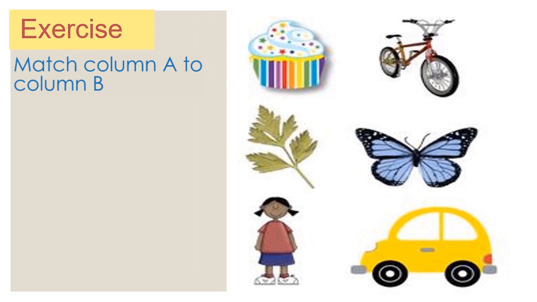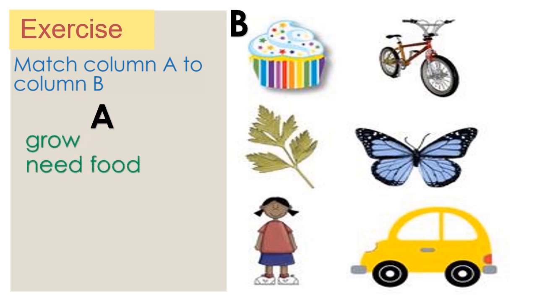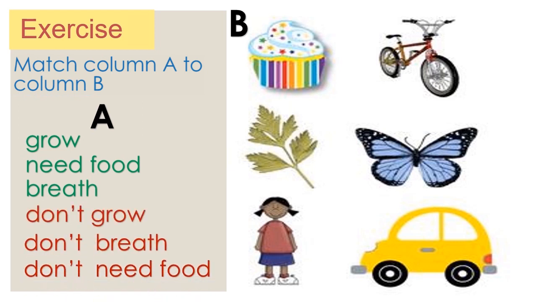So let's look at exercises for this lesson. Look at those pictures there. We have bicycle or bike, butterfly, car, and the girl there, leaves, and cake or cupcake. Exercise: match column A to column B. So we have A here, and then we have column B. For column A, we have the words grow, need food, breathe. Don't grow, don't breathe, don't need food.